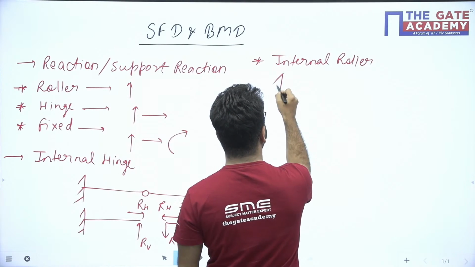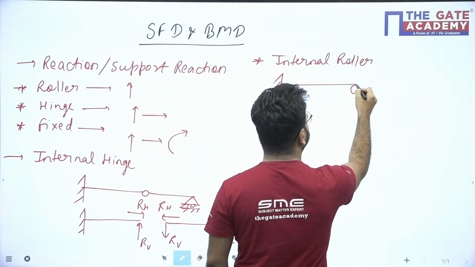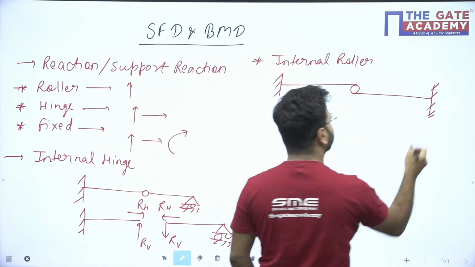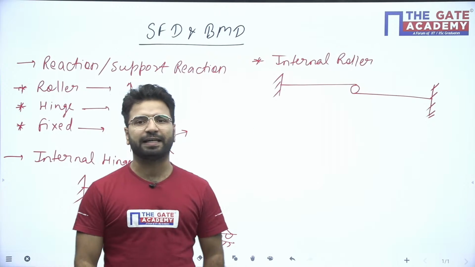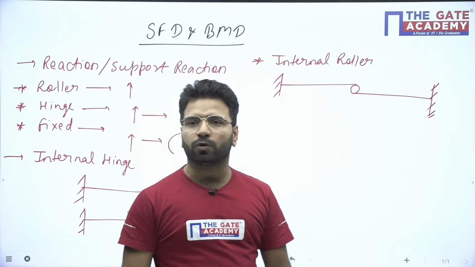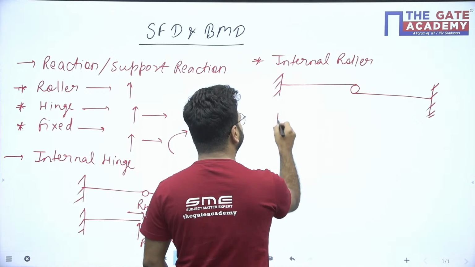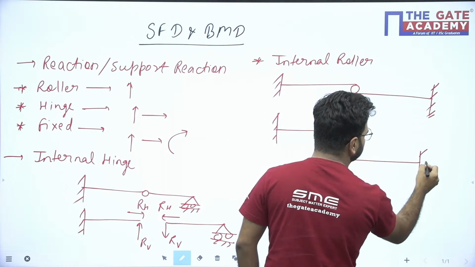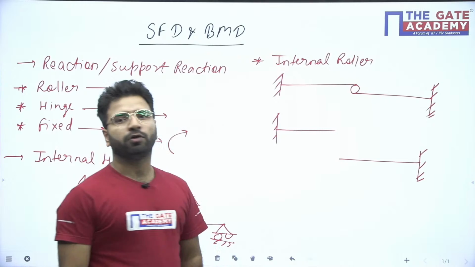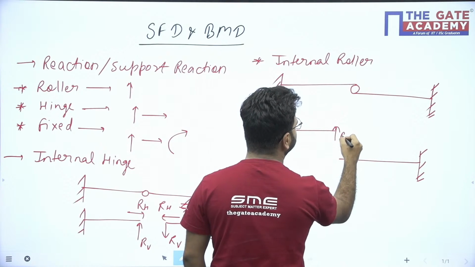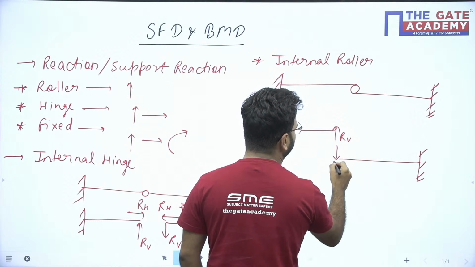Internal roller means two beams are connected like that. Okay, two beams, let us suppose, connected like that. There is one roller in between. So what is the property of this roller? Again, I am breaking the beam like that. When you remove this roller, one reaction will come, that will be the vertical reaction. Here I am saying RV upward, here I am saying RV downward.